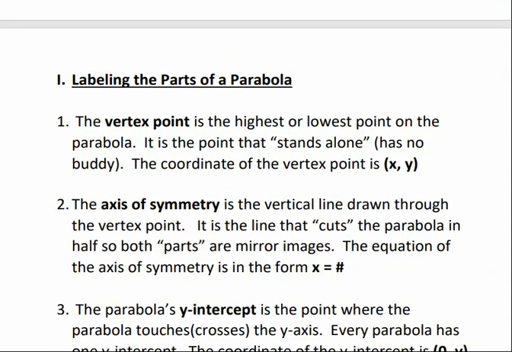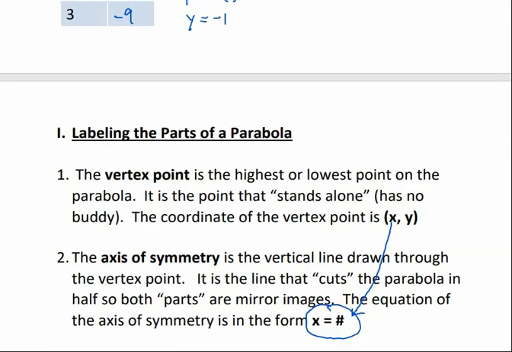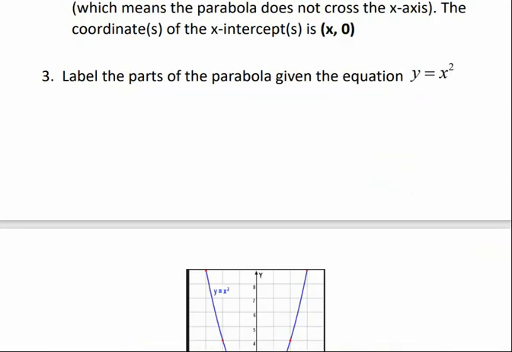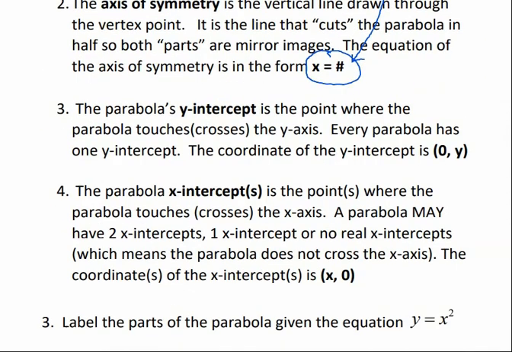The axis of symmetry is the vertical line that goes through the vertex point that cuts the parabola in half. The equation of the axis of symmetry is always going to be in this form: x equals some number. And it's going to always be whatever the x of our vertex was. We're going to label these in just a minute, so I'll show you how to get that in just a minute.